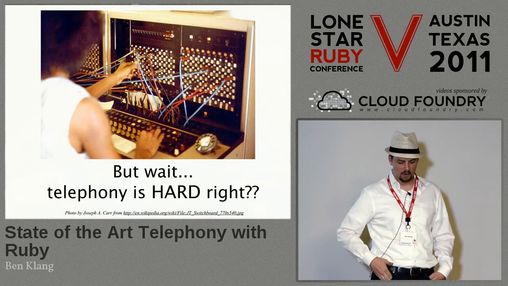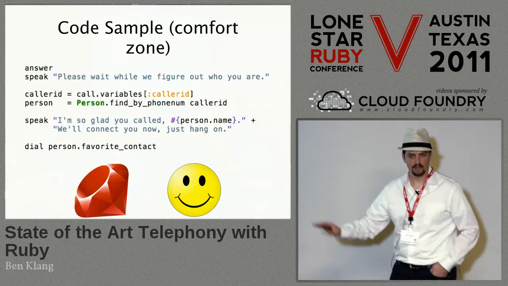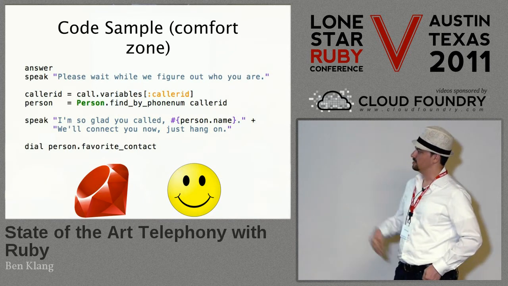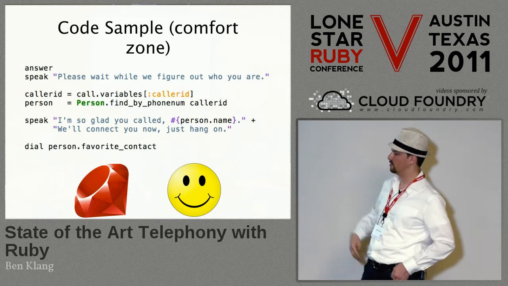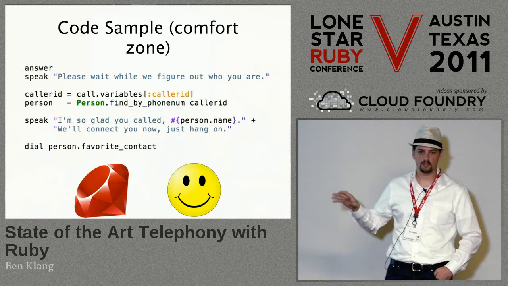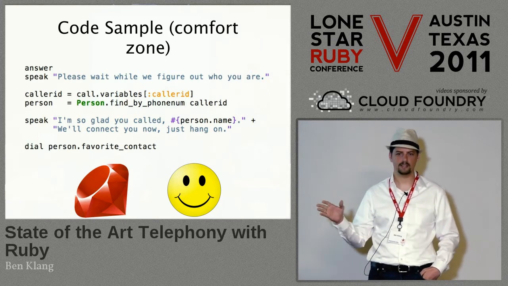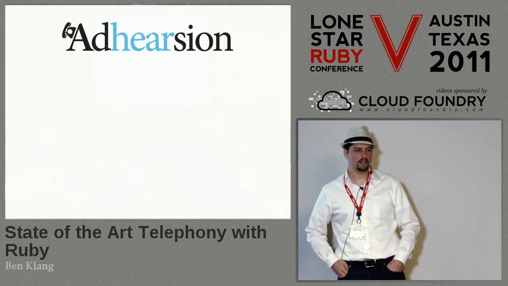Okay. So I don't want to freak you out, so I'm going to show you some Ruby code. This is the comfort zone. It's happy, easy, pretty. You can see we have really easy methods, and we have a little ActiveRecord in there. So I just want to let you know that this is not going to be a crazy talk about the internals of like ISDN. It's not that. Okay. So I'm the maintainer of the Adhearsion project.